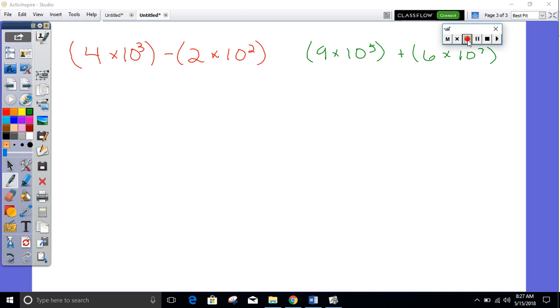I'm not going to use the card since we have so many people missing today. So I'll volunteer for number 1. Tell me how you did it. Go ahead, Reagan. I would change the second one to 0.2 times 10 to the third. Okay. And then end up with 3.8 times 10 to the third.